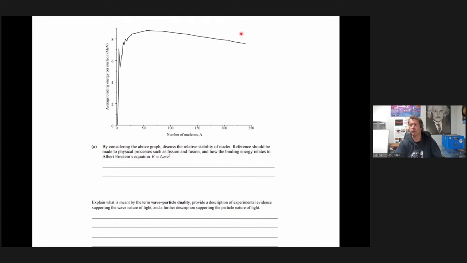Here's a little one about wave particle duality. What is meant by the term wave, and what's some evidence? So there's a variety of evidence. The photoelectric effect is evidence that light behaves like a particle. Things like interference and diffraction are harder to explain if light is a particle, and we tend to talk about it as a wave. But as I said, there's a convergence of ideas there when you actually start thinking about these things.